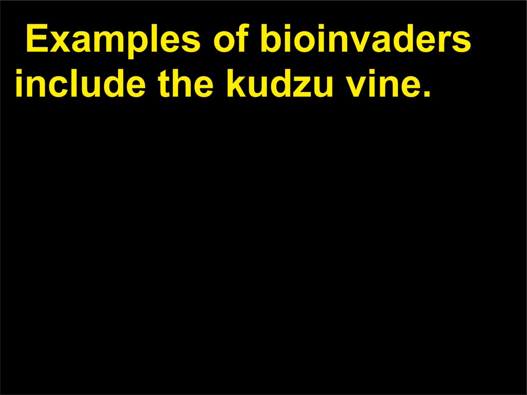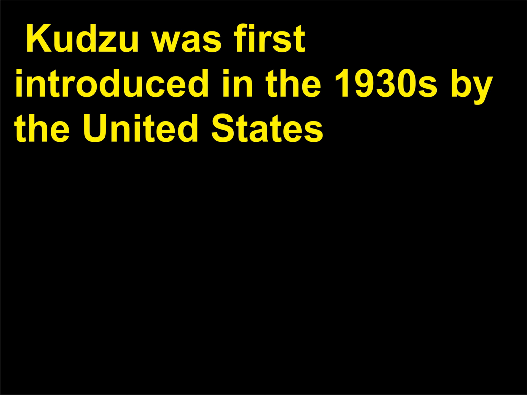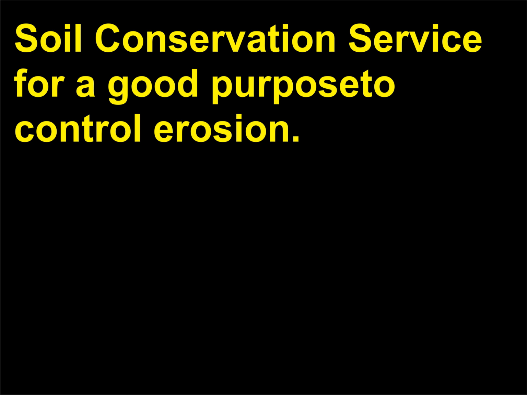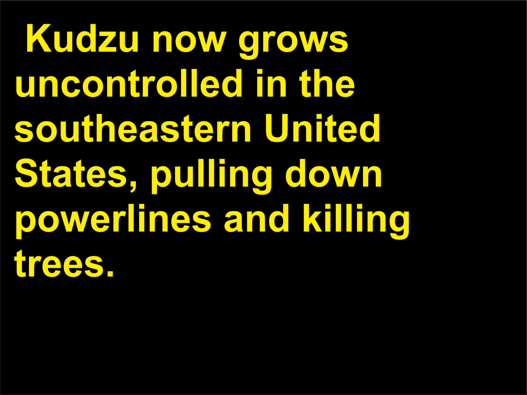Examples of bioinvaders include the kudzu vine. Kudzu was first introduced in the 1930s by the United States Soil Conservation Service for a good purpose: to control erosion. Kudzu now grows uncontrolled in the southeastern United States, pulling down power lines and killing trees.